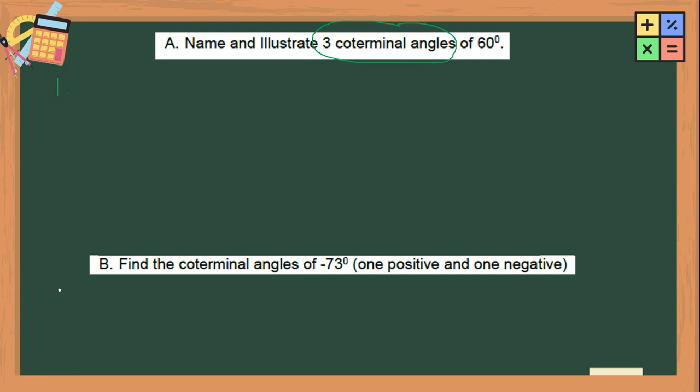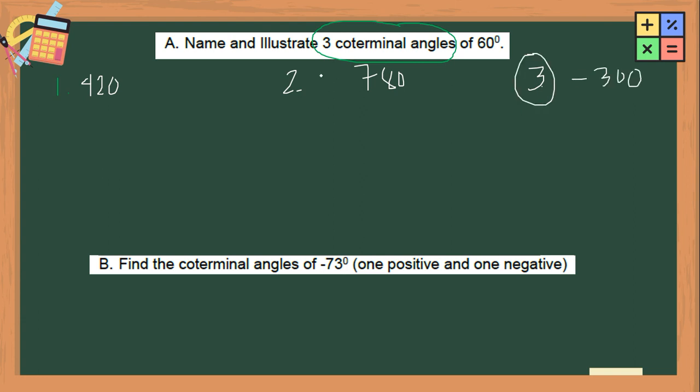420. Very good. So, the first co-terminal of 60 is 420. What else? 480 is wrong. 780. 780 is the next one. How about negative? Negative 300 po. Negative 300 is correct.